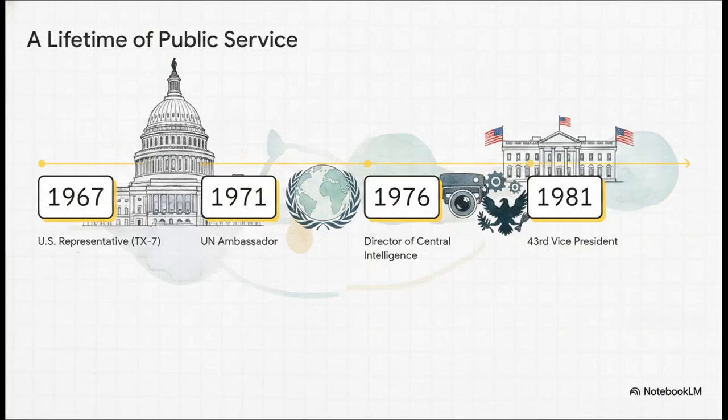All right, Section 1, the ultimate public servant. Let's move on and see how this builds, because to truly understand his presidency, we have to trace this staggering timeline. It's honestly one of the deepest resumes in American political history. In 1967, he enters Congress representing Texas. Then, by 1971, he's the UN ambassador. After that, he makes a massive pivot in 1976 to become the director of Central Intelligence, right before becoming the 43rd vice president in 1981. The big takeaway here? Before he ever sat in the Oval Office, he had already analyzed American power from literally every angle, as a legislator, a diplomat, and a spy chief.